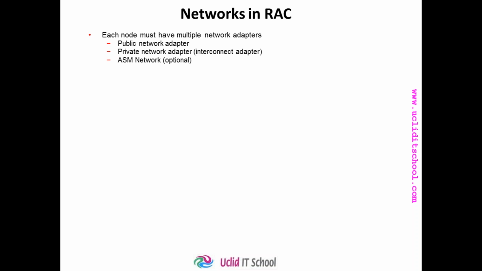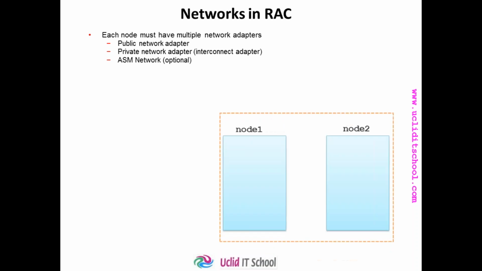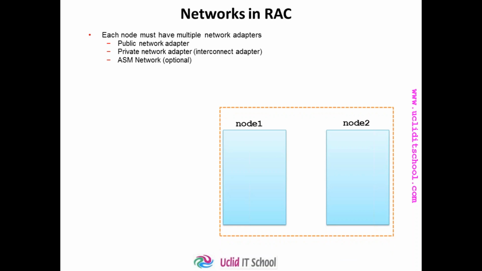So that way in 12c, you can implement up to 3 networks. Minimum required are 2. As shown in this diagram, again see the cluster with the 2 nodes. Every node should have minimum 2 NICs, network interface cards, the Ethernet cards, which allow networking. Both nodes have two NICs, NIC1 and NIC2.